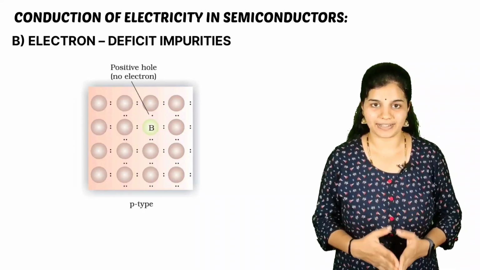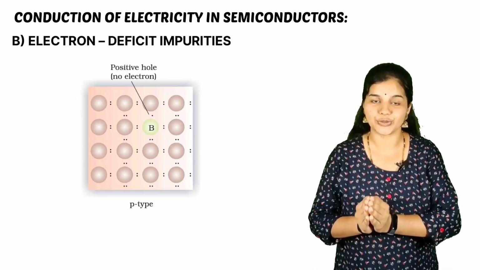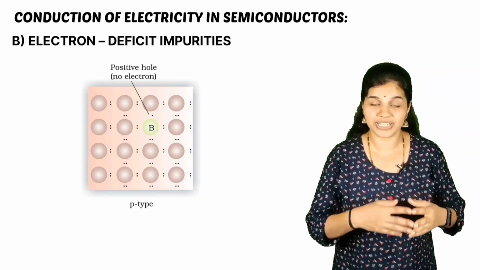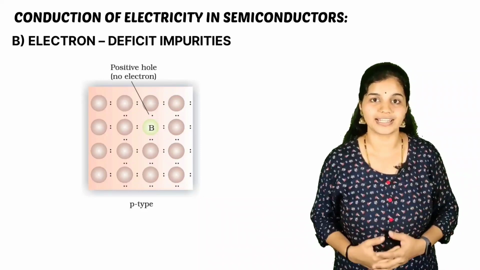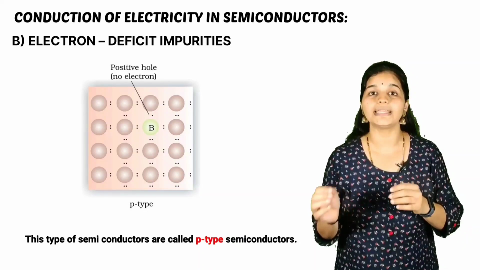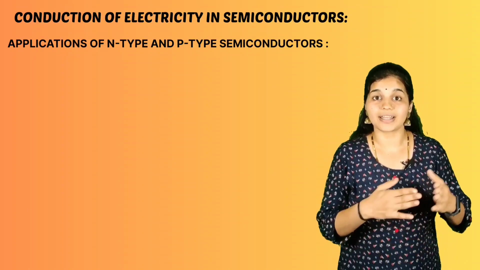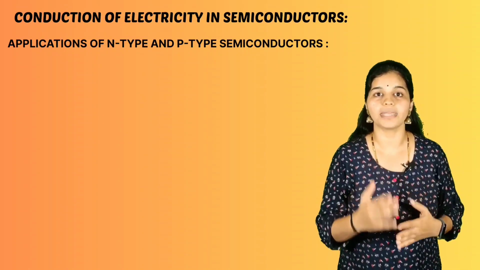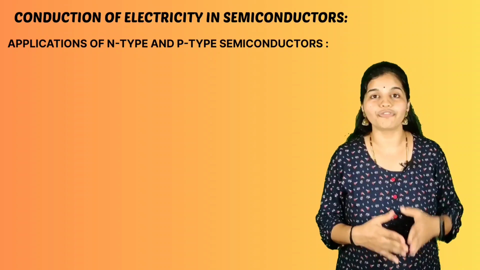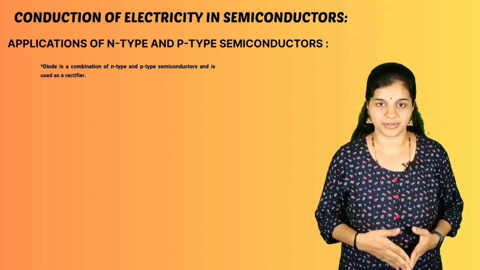When an electric field is applied, electrons would move towards the positively charged plate through electronic holes, but it would appear as if the electron holes are positively charged and are moving towards the negatively charged plate. This type of semiconductor is called a p-type semiconductor. These n-type and p-type semiconductors are used in various combinations for making electronic components. A diode is such a combination of n-type and p-type semiconductor, and it is used as a rectifier.